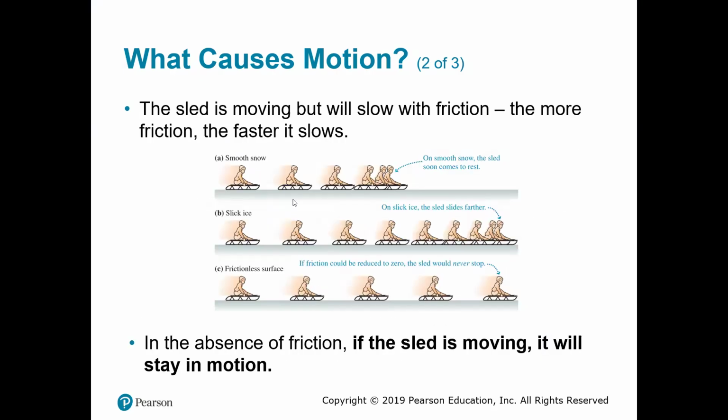For example, the sled here is moving, but with friction. The more friction, the faster it slows. Here, the surface is smooth, with very small friction, and this last one has no friction at all. So you see the sled stop almost immediately here, stop slowly here, and then cover the same constant distance, which means the velocity is constant. The last case has no friction.